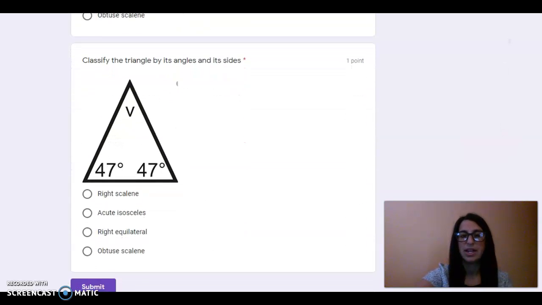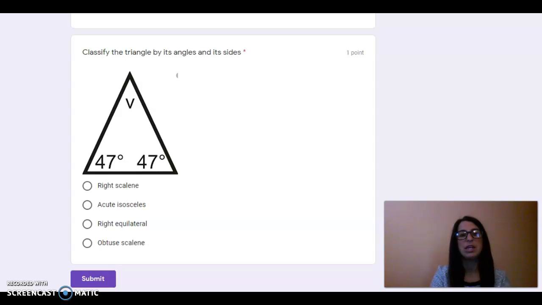And finally, our last question, same exact thing. Classify the triangle by its angles and sides. You need to find the missing angle measure, and then you need to go from there. Remember, first and last name, what type of angles, and then type of sides. Is it a right scalene, acute isosceles, right equilateral, or obtuse scalene?